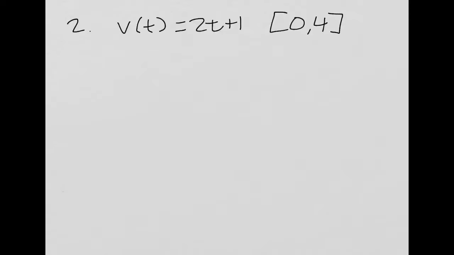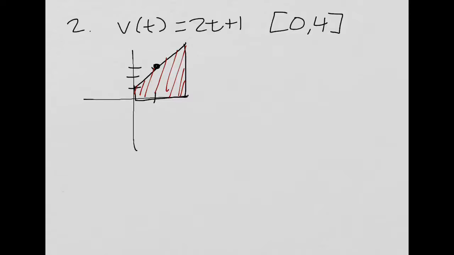Okay. So number 2, same type of deal. It gives you an equation. And it wants to know how far did the particle go from 0 to 4. So if you were to graph this, you'll see you started at 1 and you went up to over 1. So you're going to get something like this, until you get way out here at 4. It's actually going to be a trapezoid if we take that area, right?